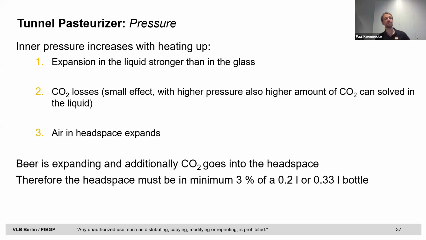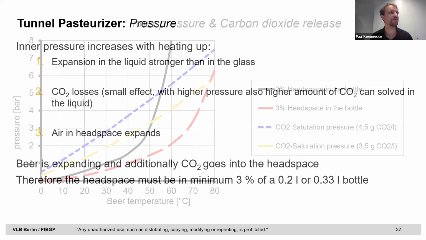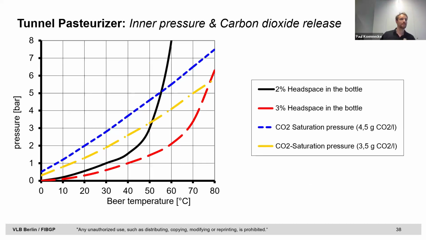And this is the reason why we have to have this minimum headspace of 3% for a 0.2 or 0.33 liter bottle, because this headspace will then be filled with more carbon dioxide, and there has to be some space for avoiding that pressure uptake. And as you can see here, this is what I was explaining.